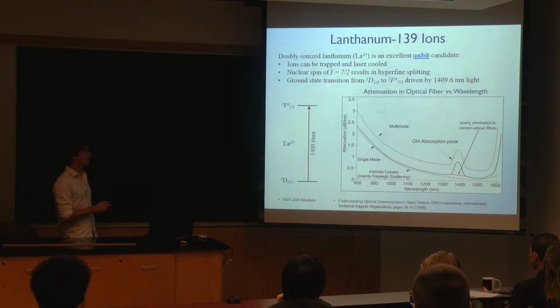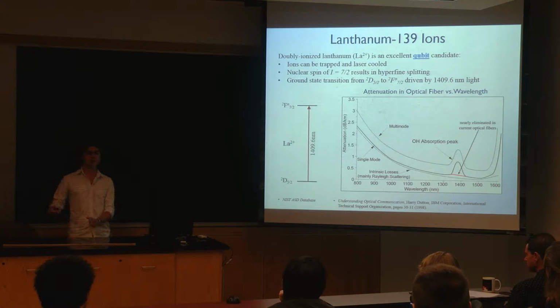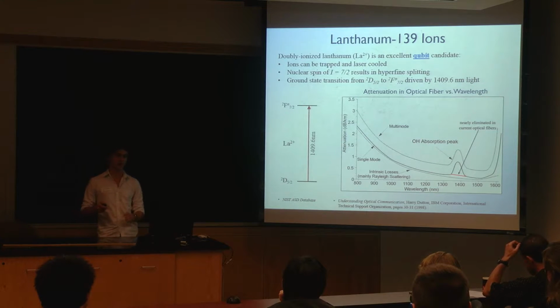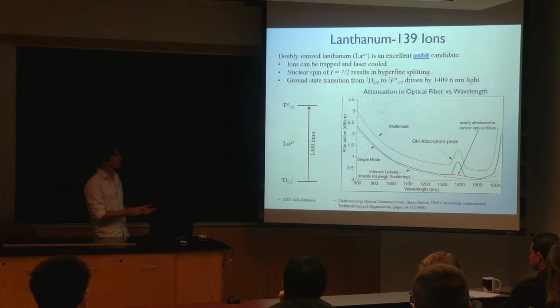And then lastly, it has a ground state transition that's stimulated by light at around 1410 nanometers. That's in the infrared and is actually very close to the wavelength that the current telecommunications industry uses for communication over fiber optic cabling. So in this chart, we can see attenuation through fiber optic cabling over wavelength.